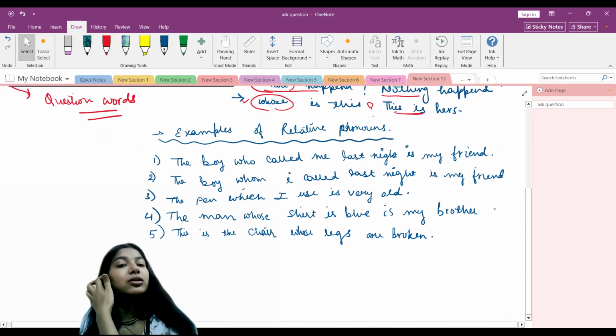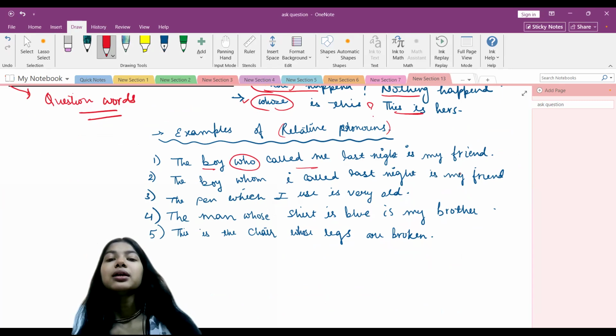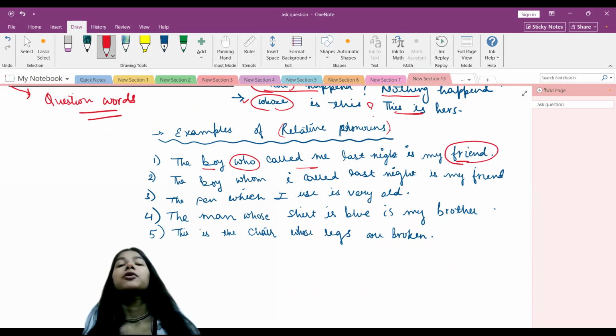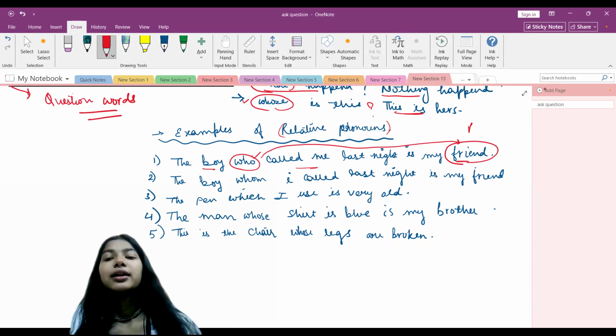Now let's learn about the relative pronoun. The boy who called me last night is my friend. So I'm relating my friend to the person who called me last night. Here, the boy and the friend are getting related by the word who, that is a relative pronoun.